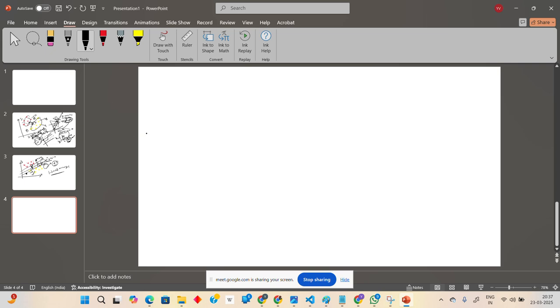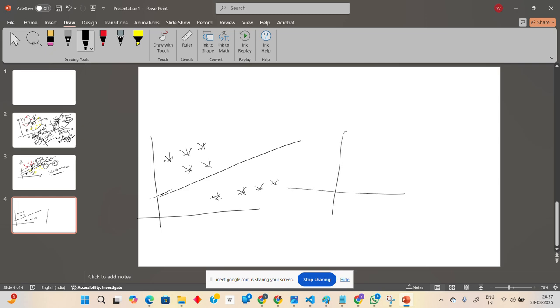Let us consider here the data points again. Here I will not use colors again. This is the separator line. Or let me take it in this way maybe.